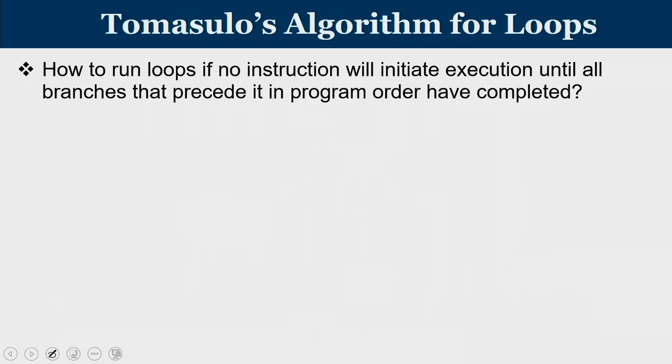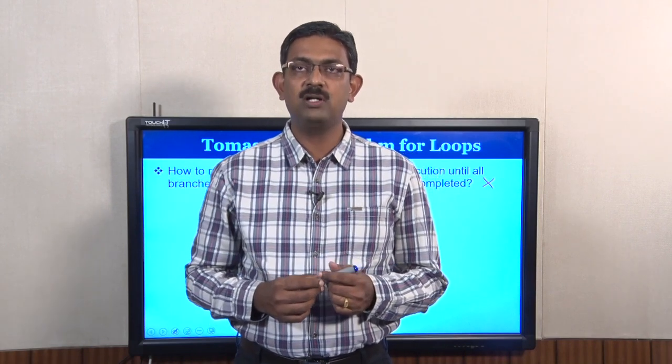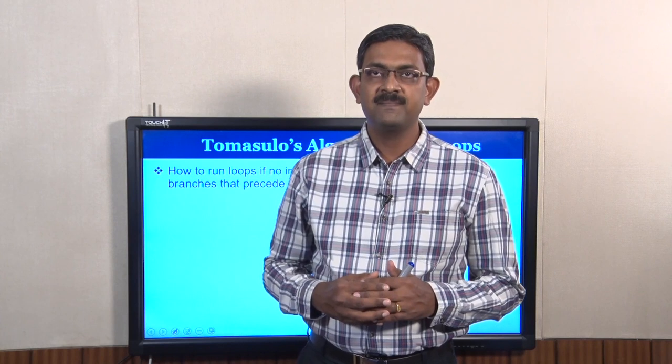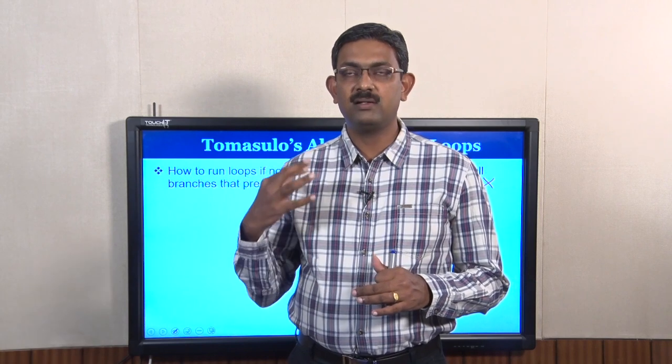So, when you have loops, how do you run the loop if no instruction will initiate execution until all branches that precede it in the program order have completed? This is a very tough condition to satisfy, because generally when you have a loop, we have seen in compiler scheduling that adjacent iterations of the loop are unrolled, so that we are not waiting for the instructions in the previous iteration to complete. Unrolling the loop is a very common approach used to improve the performance of the instruction pipeline. But in Tomasulo's algorithm, you cannot execute speculative instructions.